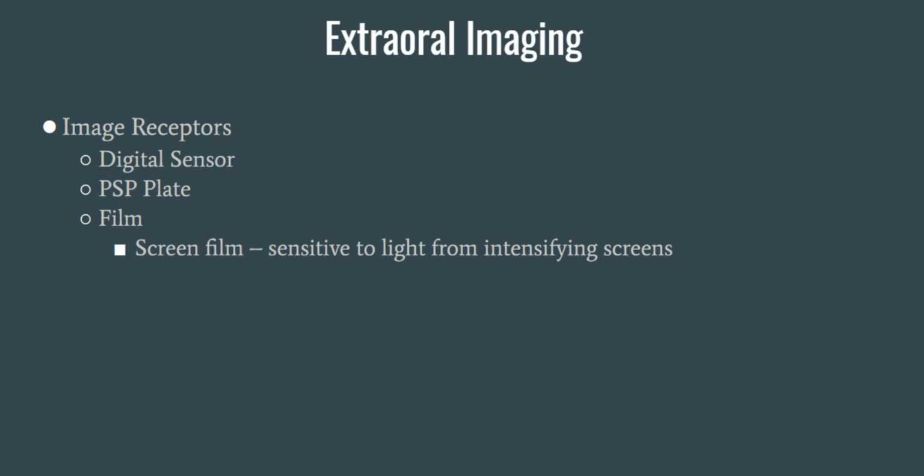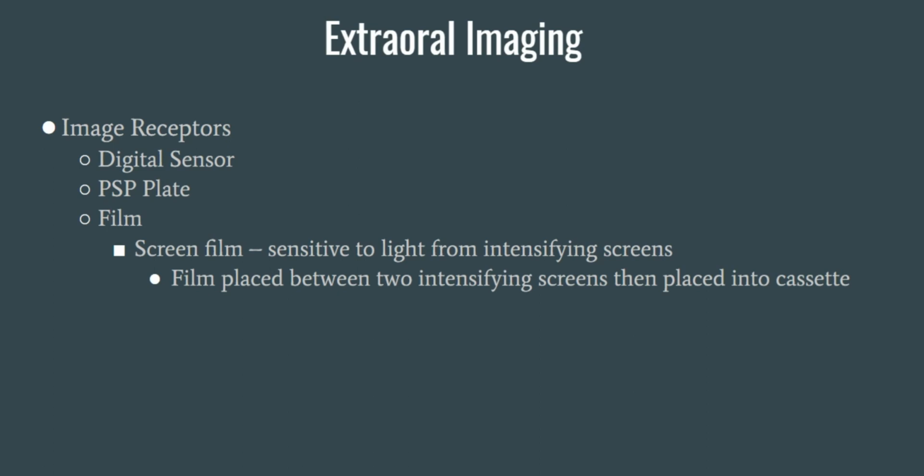This type of film is called screen film, and it is sensitive to light from something that we call an intensifying screen. And that film is placed between two intensifying screens and then it's placed into the cassette. So right here we have three parts to our panoramic film. We have the film itself or the screen film, and we have something called an intensifying screen that the film slides between, kind of like you're putting a piece of paper in an envelope. And then that intensifying screen is placed into the cassette. And the cassette is like another envelope that you would be putting the intensifying screen into.